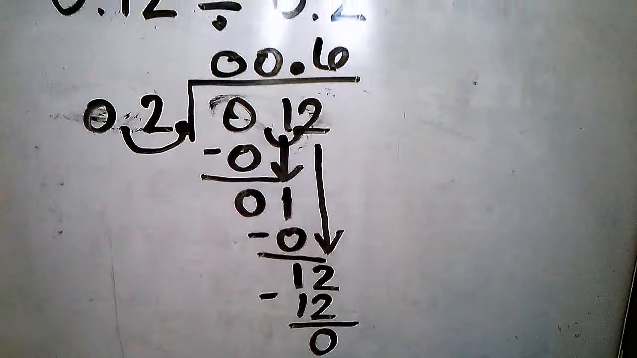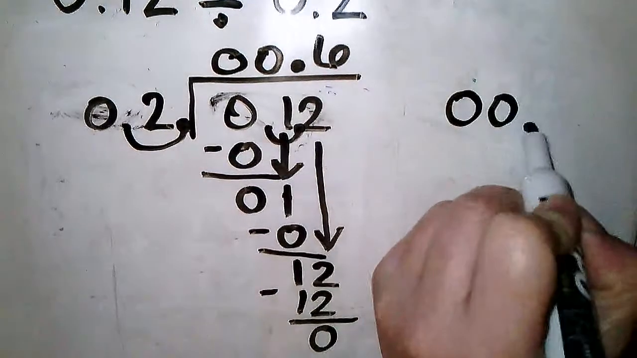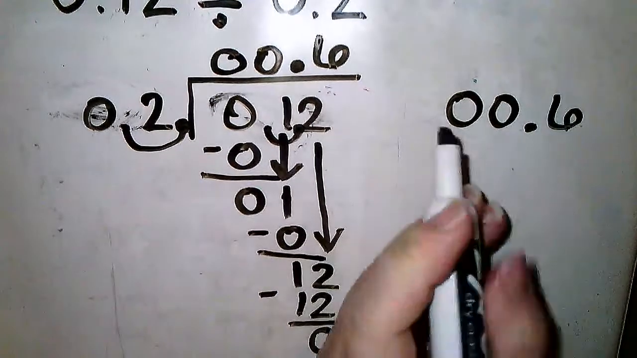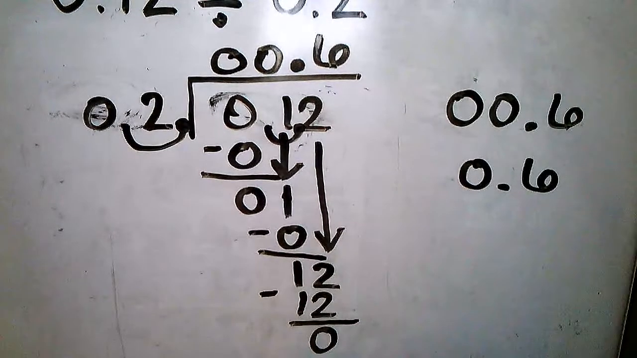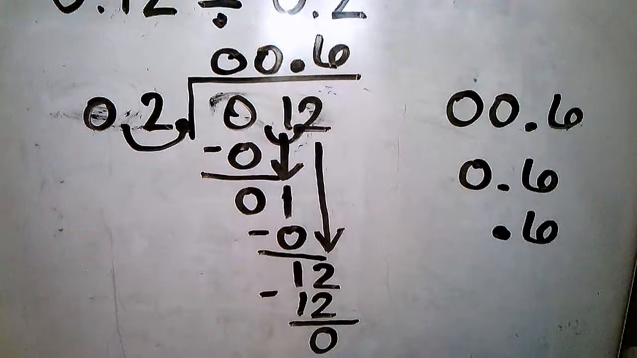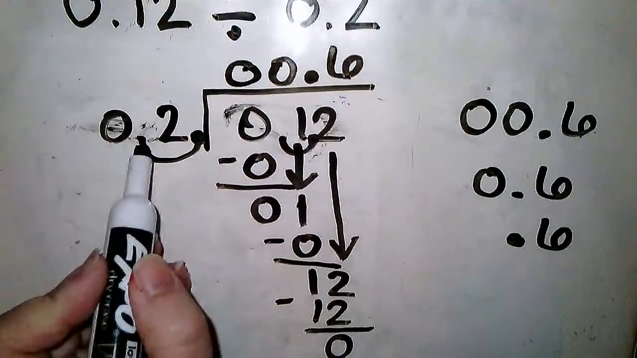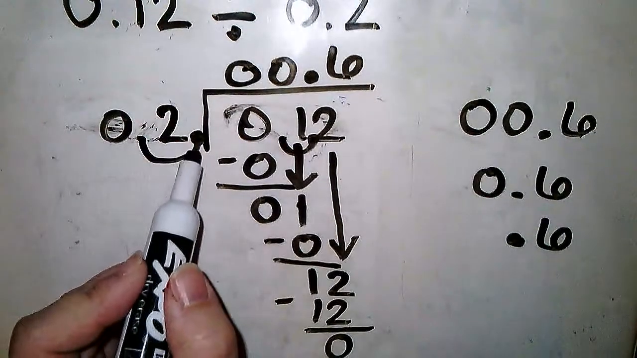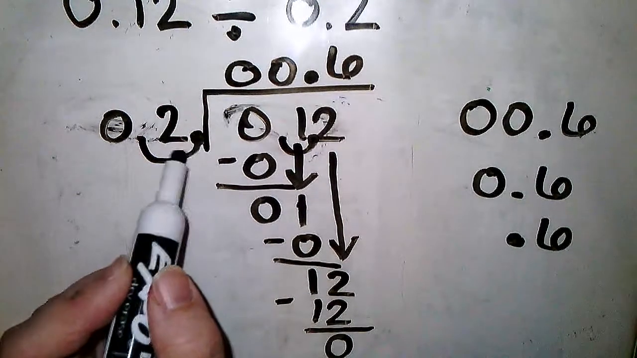So for this problem, my answer would be 6 tenths. And you could write it like this, 0.06 tenths. You could leave off the first 0 and just write it like this, or you could leave off the 0 altogether and just do 0.6. Those are all ways of saying 6 tenths. Okay? Just remember that when you're dividing with decimals, you want to actually change this to be a whole number. So move it to the right as many places as necessary to get a whole number.